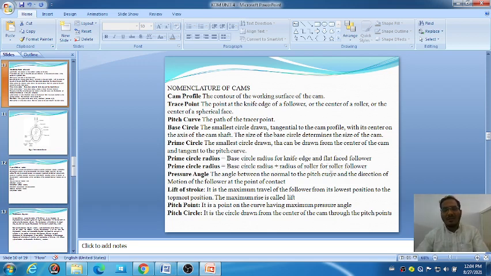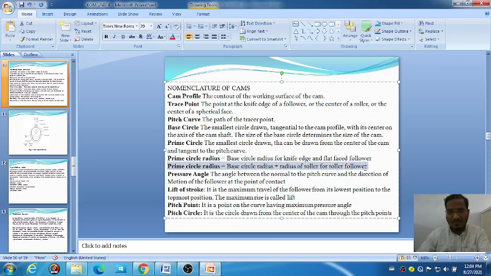If you want to know the prime circle radius and you are given data in terms of the radius of the roller, then you can use this formula: base circle radius plus radius of roller follower.